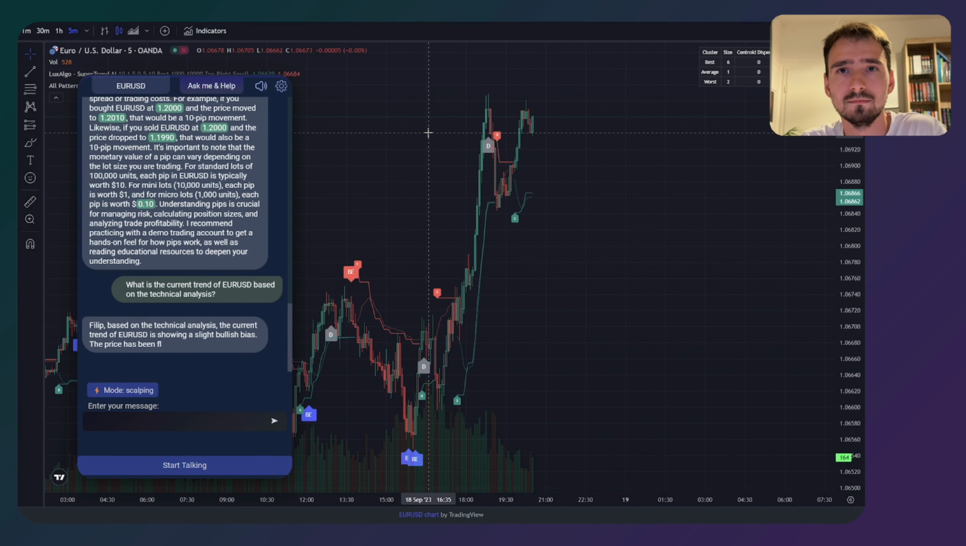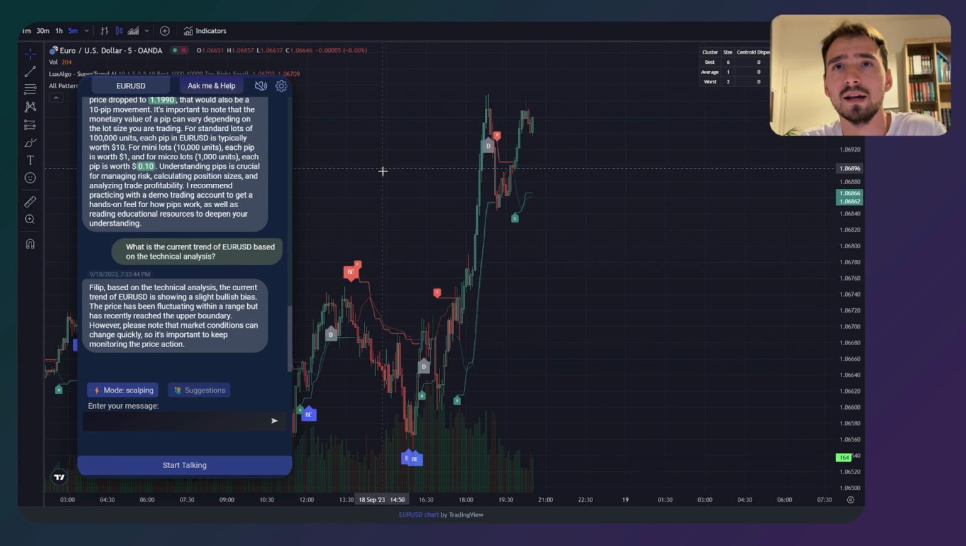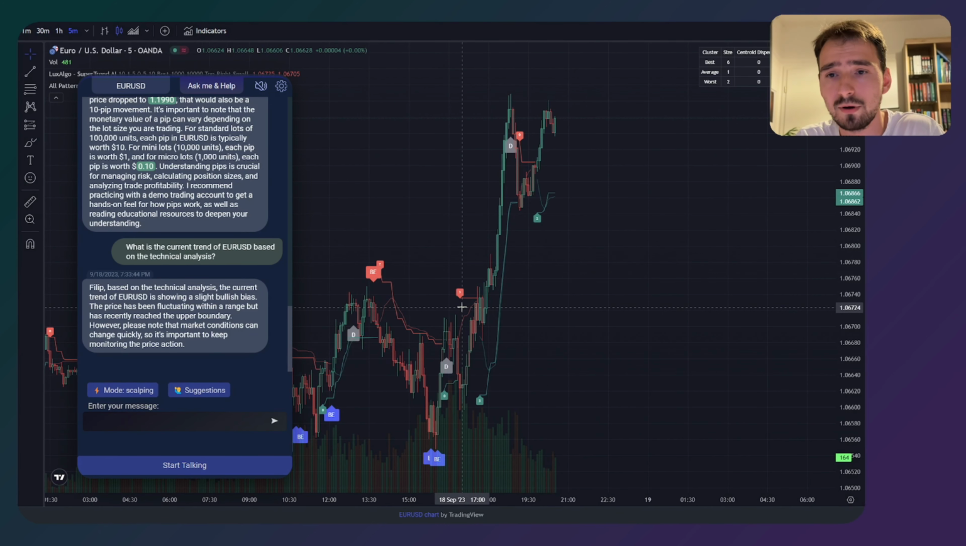Based on the technical analysis, the current trend of EUR/USD is showing a slight bullish bias. As you can see, it took the real-time data and answered for you. You can also ask for take profits and stop losses, but bear in mind this is not a financial tool, so it doesn't give you financial advice because AI cannot be a financial advisor yet. However, there is a disclaimer for that, and if you bear this in mind and you're okay with that, you can use the tool to whatever extent you desire.